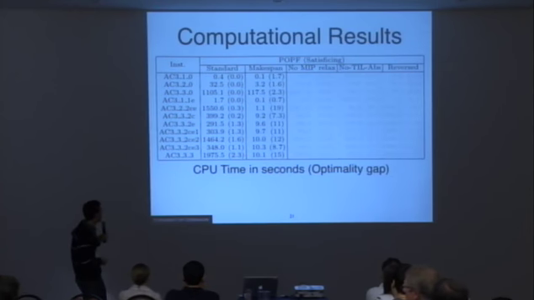On this instance, for example, makespan minimization solves very quickly. It only takes 10 seconds. But we get an optimality gap of 15 times worse than the optimal solution. So it's unacceptable to our industrial partner to have solutions like that.